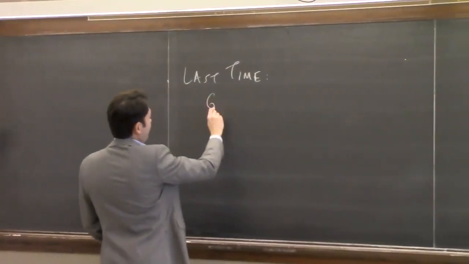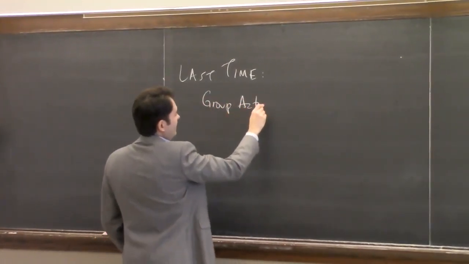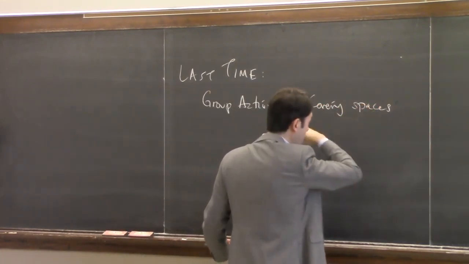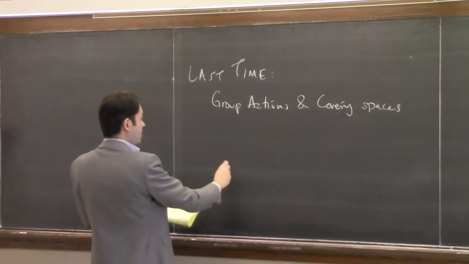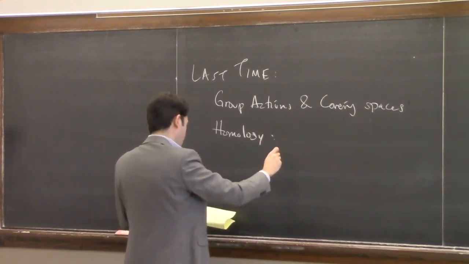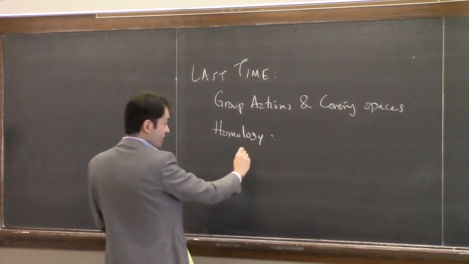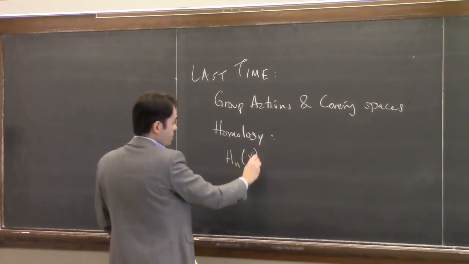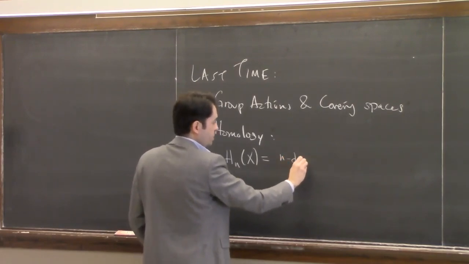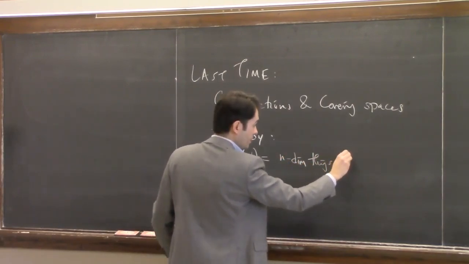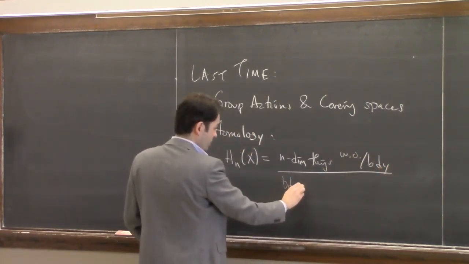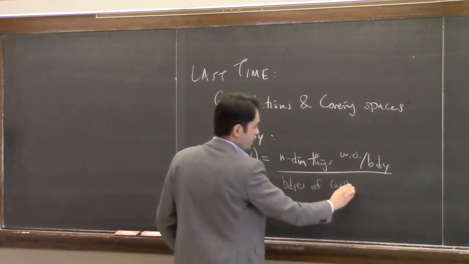We were talking about group actions and covering spaces. And then we started talking about homology. So roughly speaking, we said that the nth homology group of a space was going to be the n-dimensional things without boundary divided by the boundaries of n plus one dimensional things.